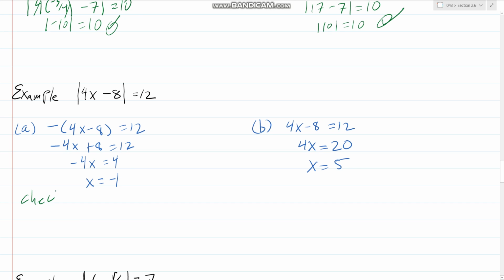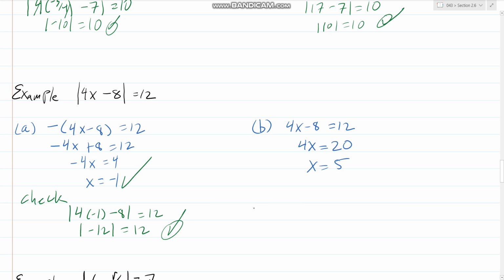So check. x equals negative 1. Absolute value of 4x. Oops, not an x anymore. It's a negative 1. Minus 8 equals 12. So then we get negative 4 minus 8. Yeah, that's negative 12. So the absolute value of negative 12 does equal 12.